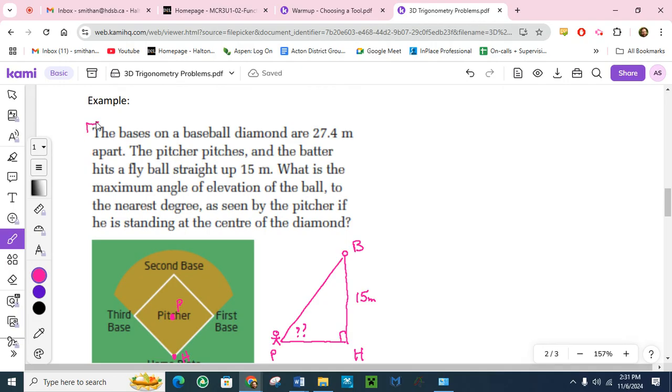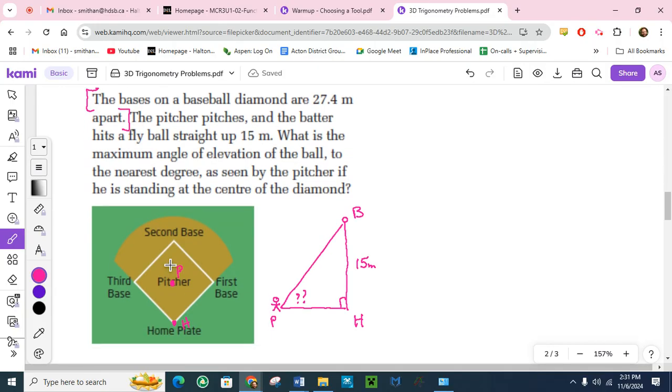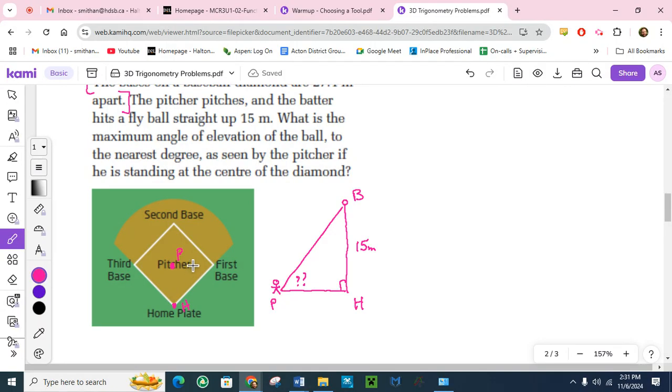You can see there is this piece of information we haven't used. Bases are 27.4 meters apart. And the base paths do form a square. Jillian, you have an idea? I liked how you said first or third. I was ready to do third base, home plate, pitcher, but yours will work just fine. The distance from home to first base, we're told, is 27.4 meters.